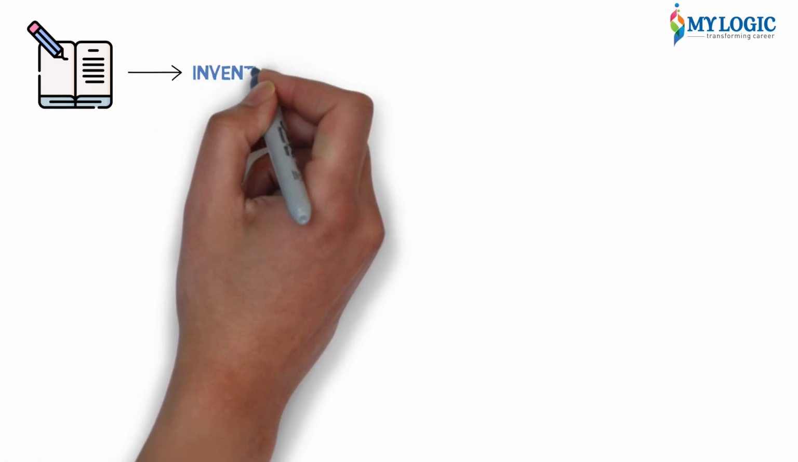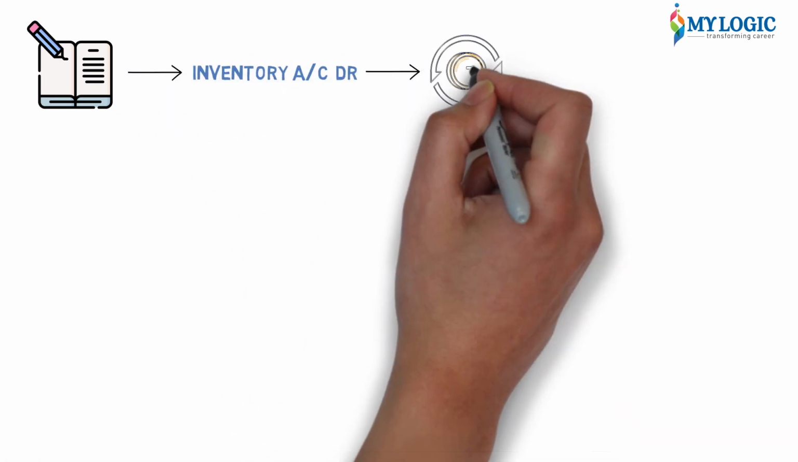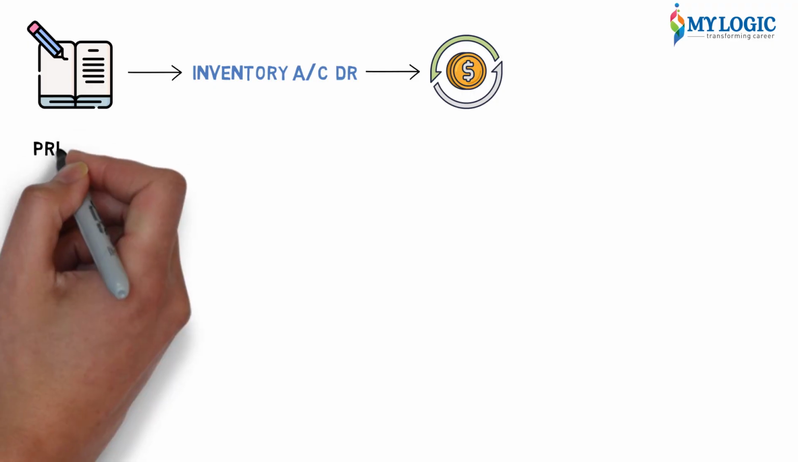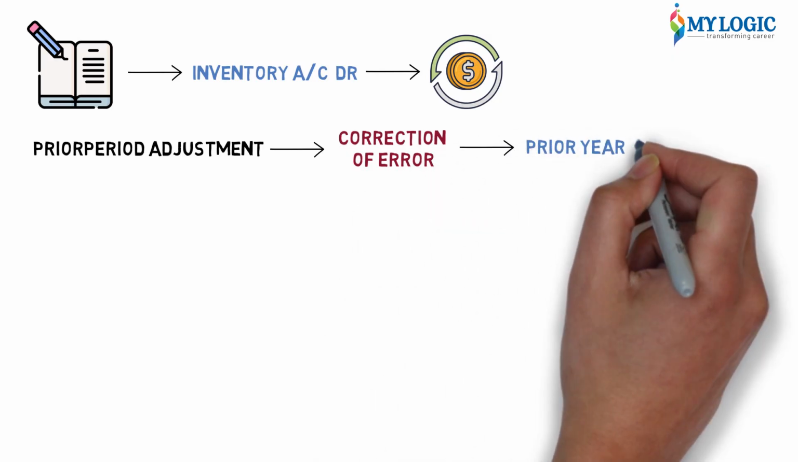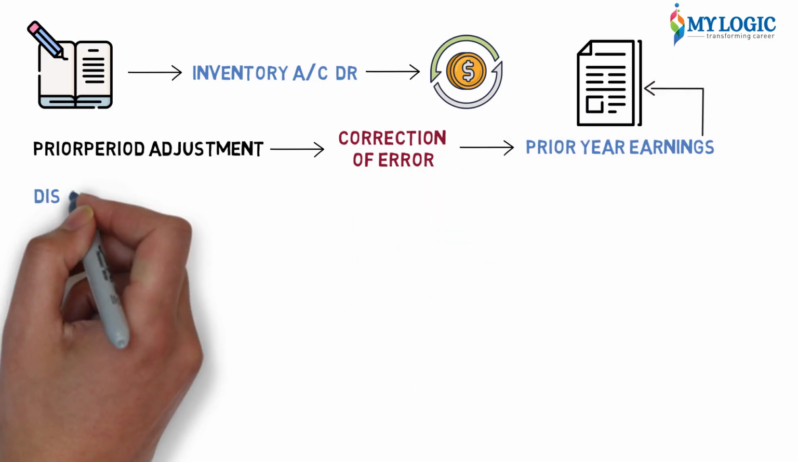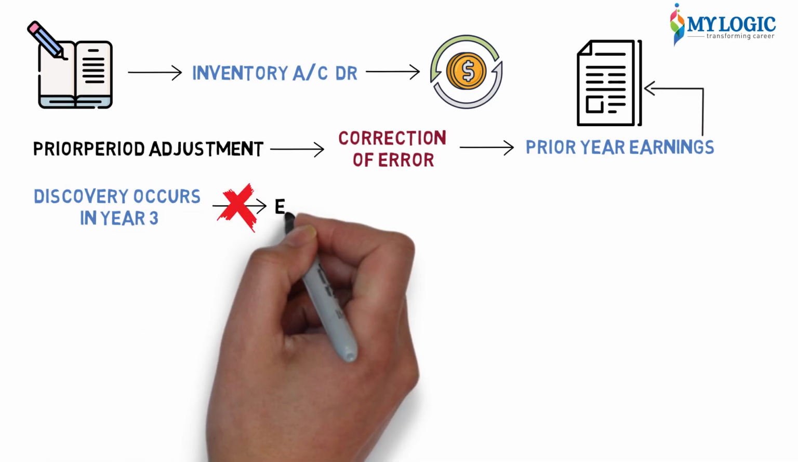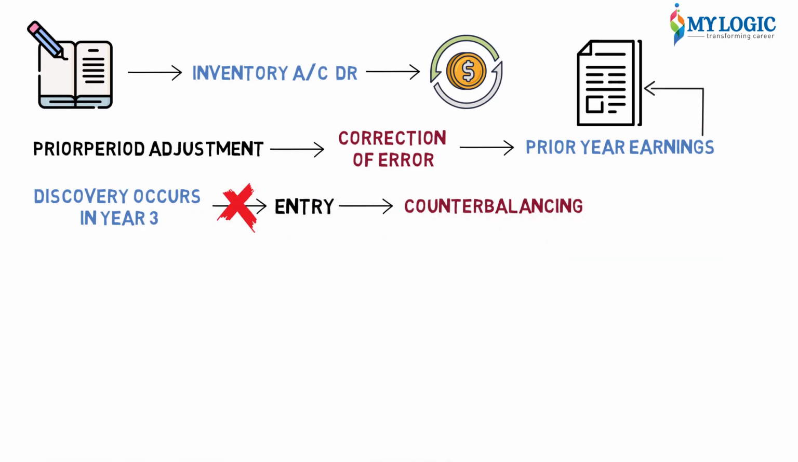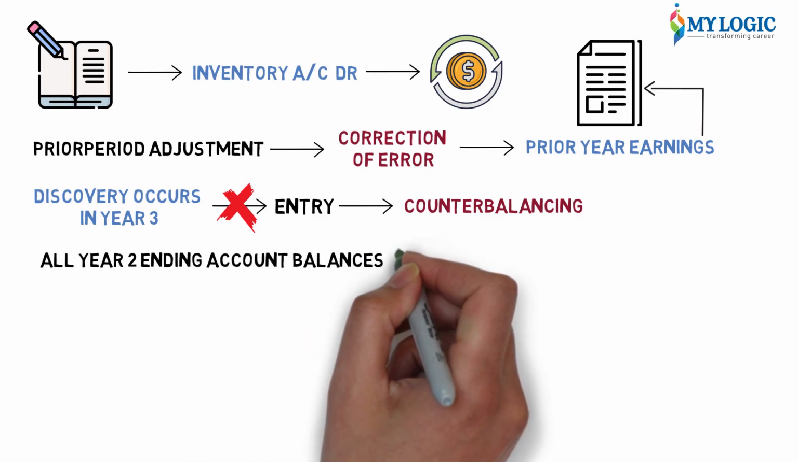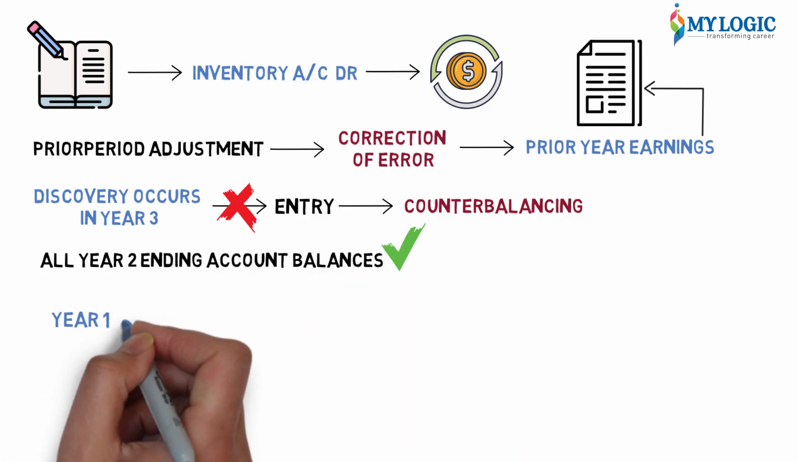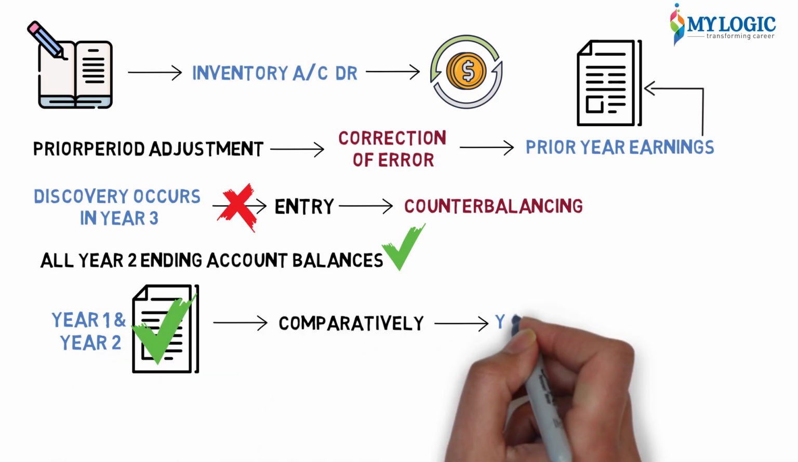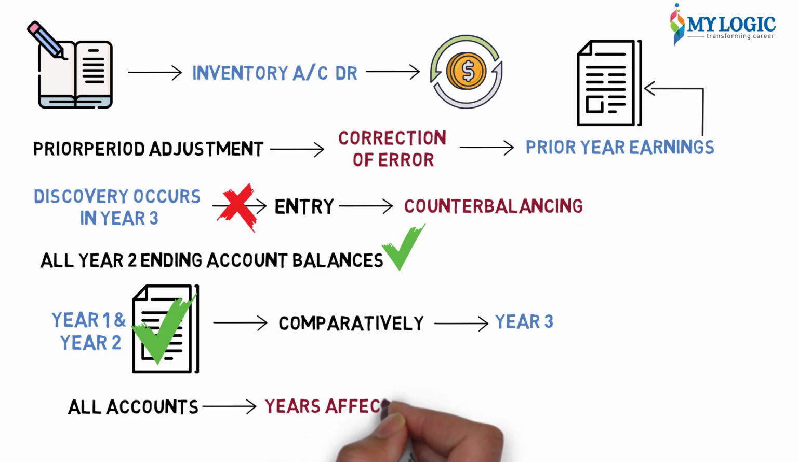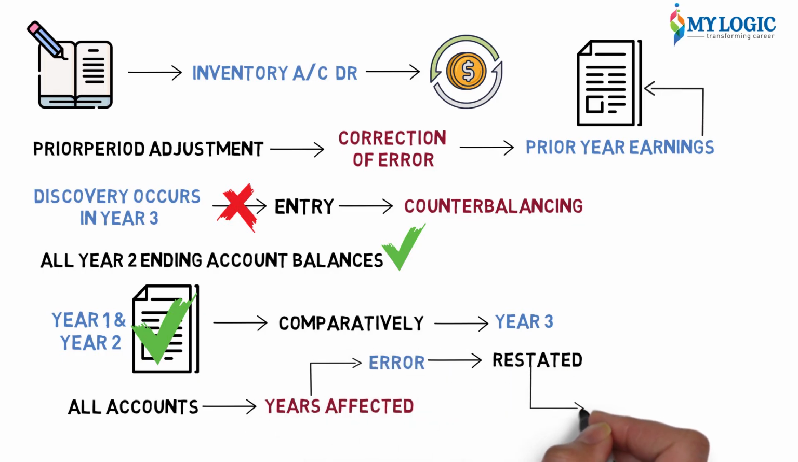So the journal entry would be: debit inventory account, credit retained earnings, prior period adjustment, which is the account in which the correction of an error in prior year earnings is recorded. If discovery occurs in year 3, no entry is needed because counterbalancing has taken place. All year 2 ending account balances are correct. However, both year 1 and year 2 statements should be corrected if shown comparatively with year 3. All accounts for those years affected by the error would be restated to their correct amounts.